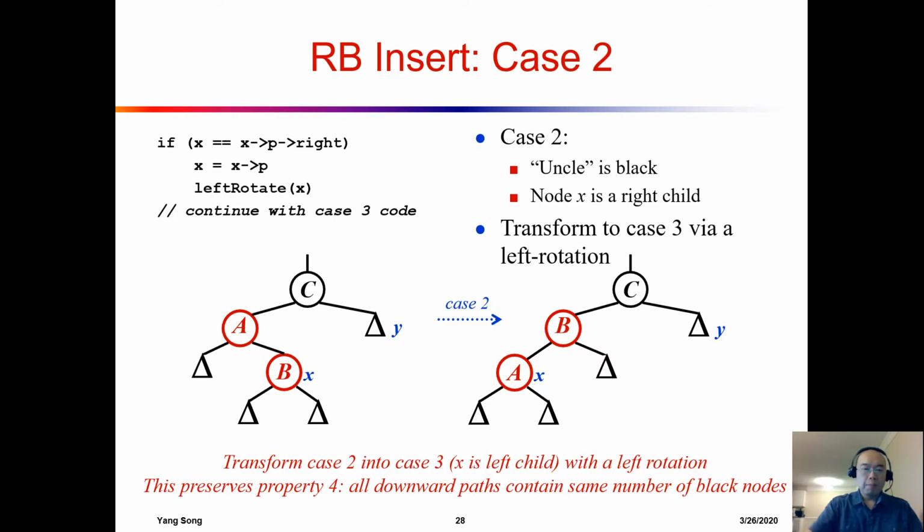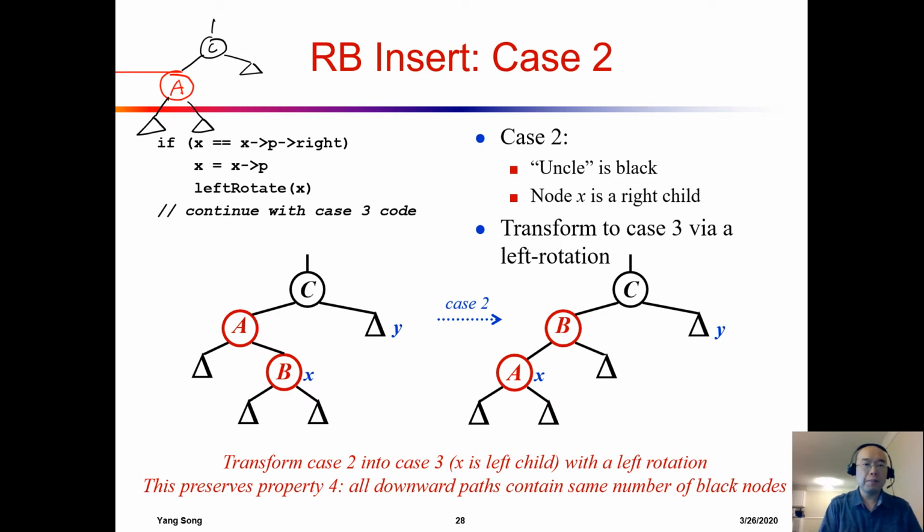Think about it. Before we inserted X, what was this tree like? Before we insert X, at that time we should have a C, and then a triangle here, and we have a red A. Underneath the A, we have two triangles. So this was the tree before we inserted X.